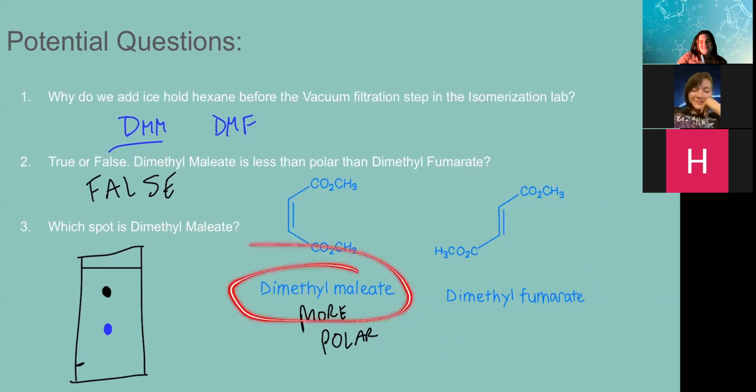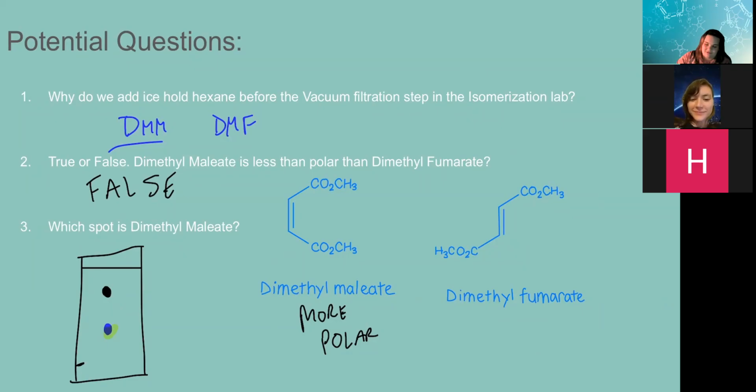All right, guys. Dimethyl maleate, black or blue? What do you got for me? If it's more polar, good, it's blue. All right, some of you understand TLCs. That's good. Don't worry. By Monday, you'll all be professionals. So this is dimethyl maleate, and this is dimethyl fumarate. And we know that because the more polar compounds are closer to the origin line, and the more nonpolar compounds are closer to the solvent front. Excellent.